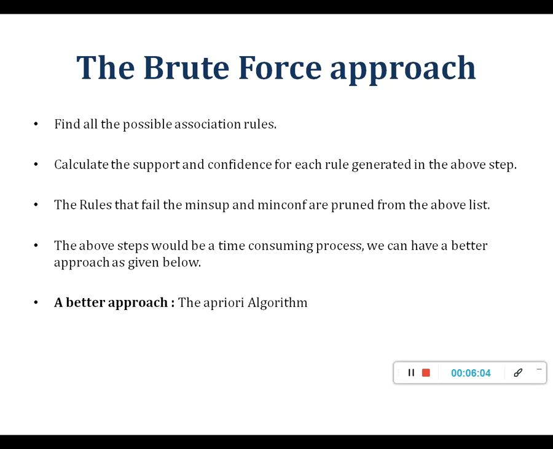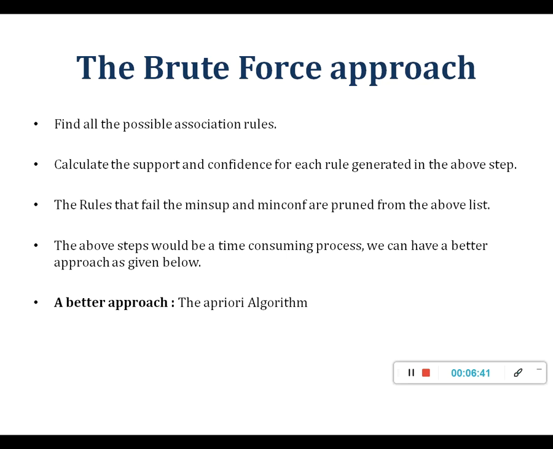Then you have to calculate the support and confidence for each rule. We have also seen in market basket analysis how to find the support and how to find the confidence. For that we use some formulas, and according to them we calculate the support and confidence. The rules that fail the minimum support and minimum confidence are removed. Whatever combinations we have prepared, if any association rule does not satisfy the minimum support and minimum confidence, we have to ignore that tuple.